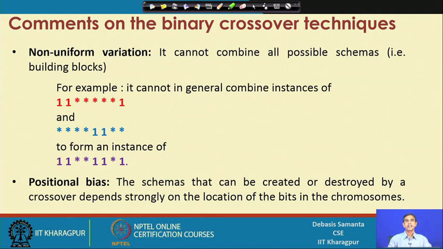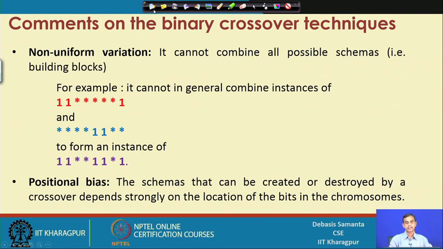The first idea is that non-uniform variation is preferable. Non-uniform means it is not the case that whatever pattern is there in the parents should be followed. It is better if we can intermix the patterns. So, for example, if this is one parent, a better instance will be like this one, as more variability is there. So, the crossover technique should provide more variability in the offspring chromosome.